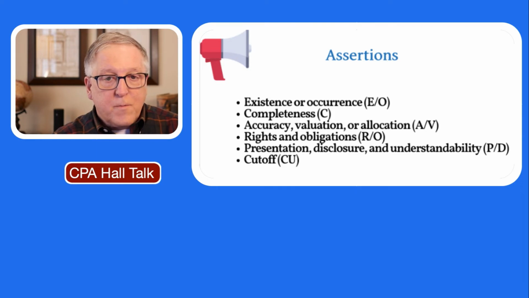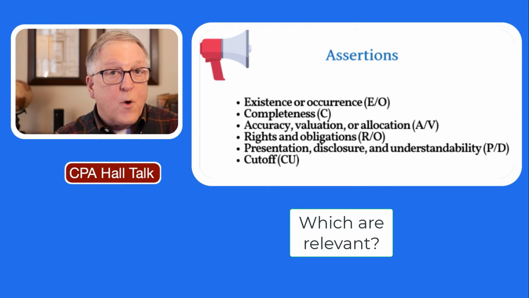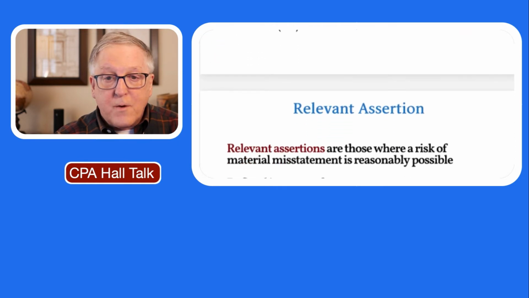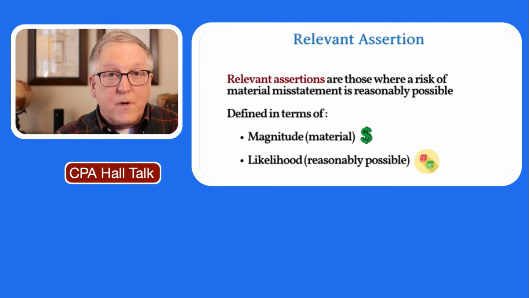So those are just some general ideas about assertions and how they might come into play for your entities. Which of these assertions are relevant, which are irrelevant, and those that are irrelevant we can pretty much ignore. Those that are relevant, we're going to perform some audit procedures to make sure that everything is okay. So what is a relevant assertion? Well, it's an assertion where there's a risk of material misstatement that is reasonably possible.